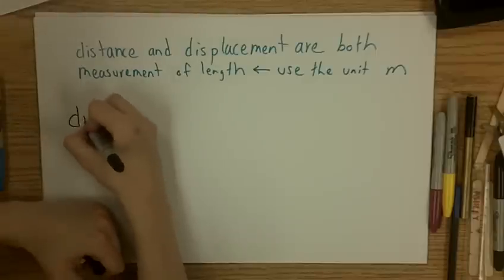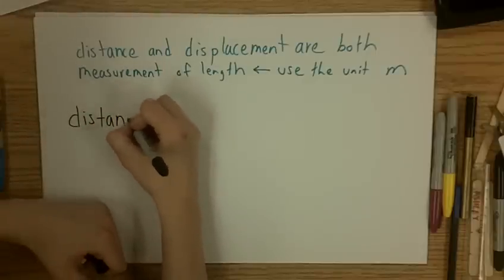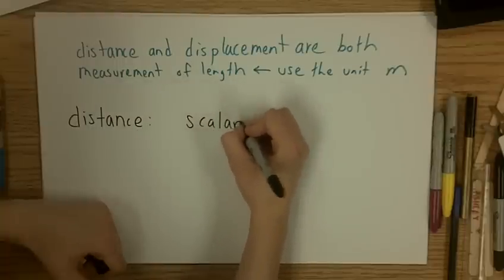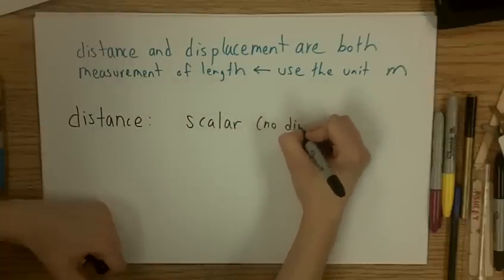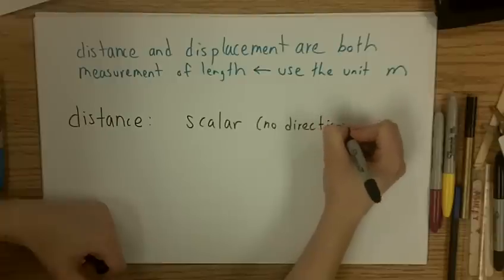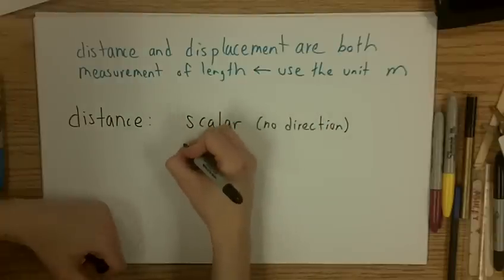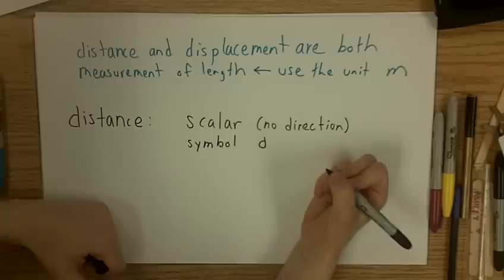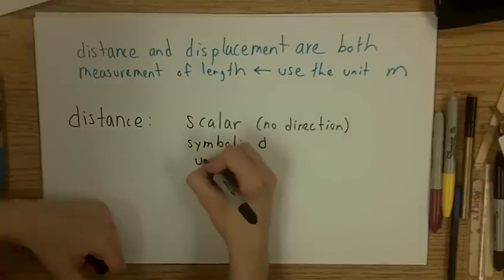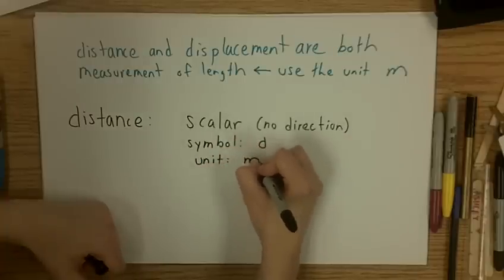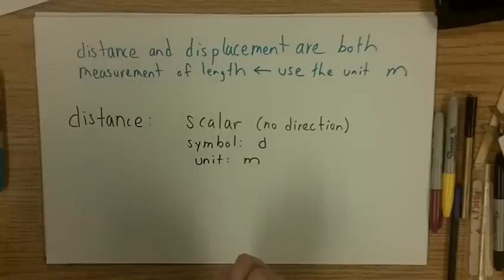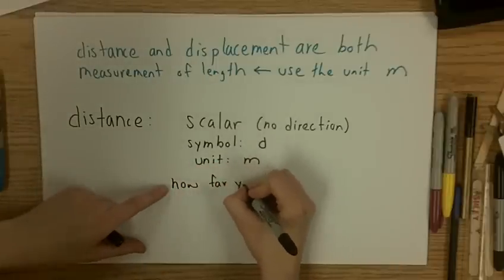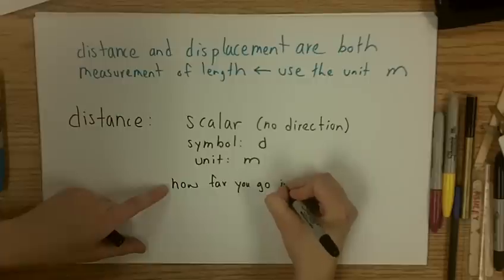Distance is a scalar. It has no direction. Its symbol is d. Its unit is the meter. And the definition of distance is how far you go in total.